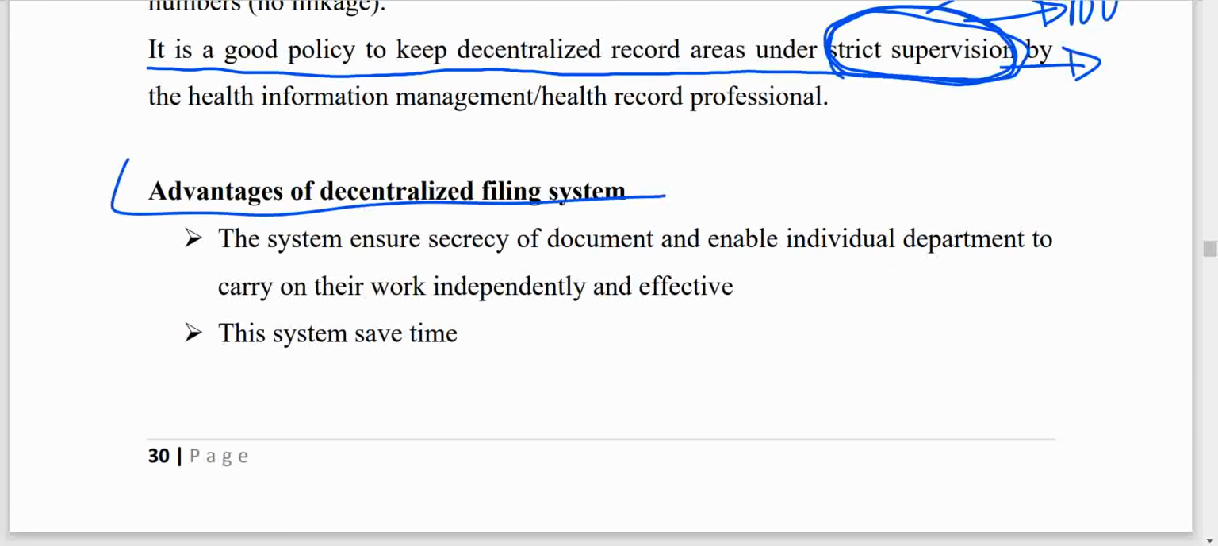So let's talk about the advantages. Number one, the system ensures security. The system ensures secrecy of documents and enables individual departments to carry on their work independently. So when you use this system, one of the things you will be sure of is that the information will be secure, because each and every department will be taking care of their records, and probably there will be no issue of the high volume of records.